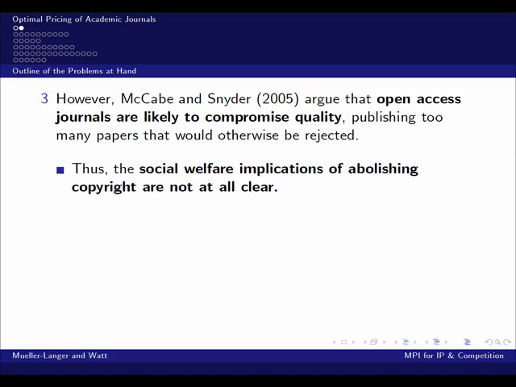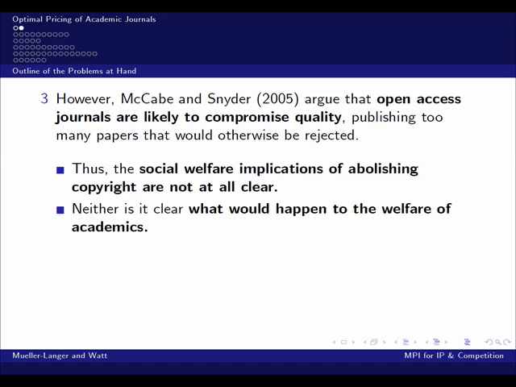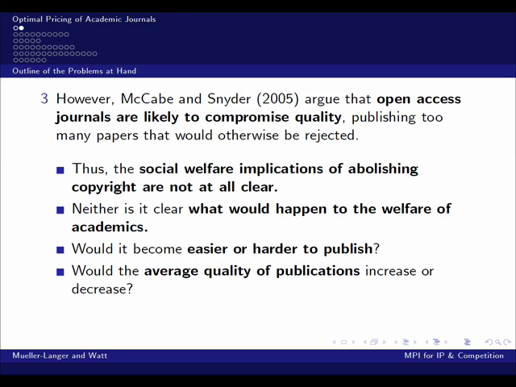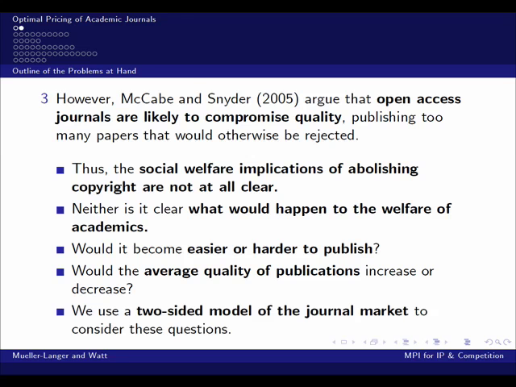Now, the social welfare implications, because it's a relatively new strand of literature, are not at all clear if copyright for academic works were abolished. Neither is it clear what would happen to our welfare, academics as readers and academics as authors. Would it be easier or harder to publish? We don't know. What about the average quality of publications? Would it increase or decrease? We don't know yet. And these are all really hard.